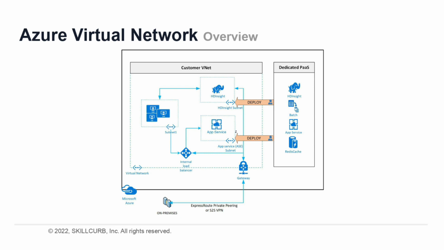The key scenarios that you can accomplish with a virtual network include communication of Azure resources with the internet, communication between Azure resources, communication with on-premises resources, filtering network traffic, routing network traffic, and integration with Azure services.